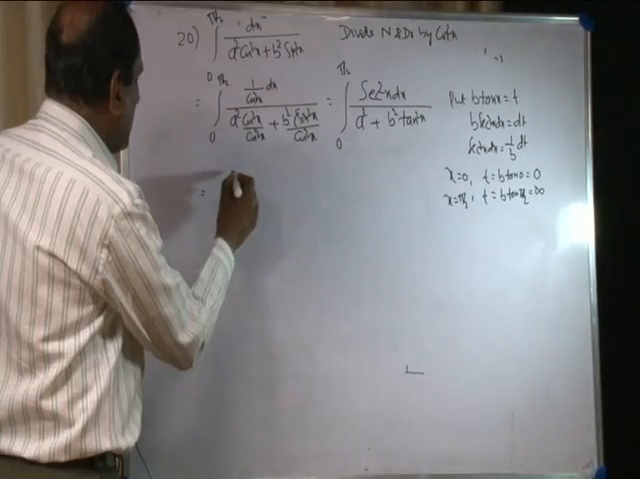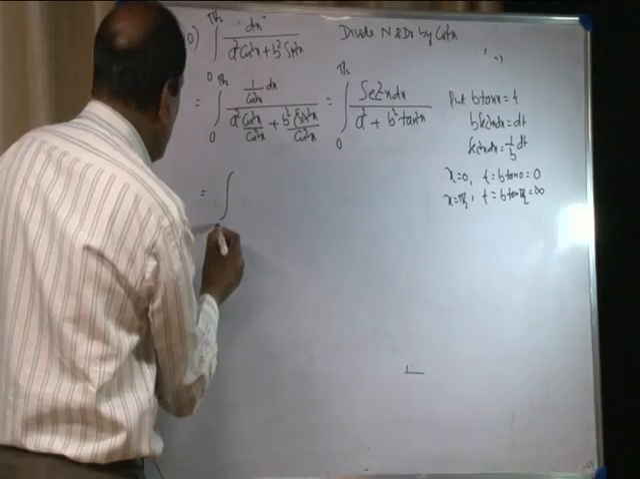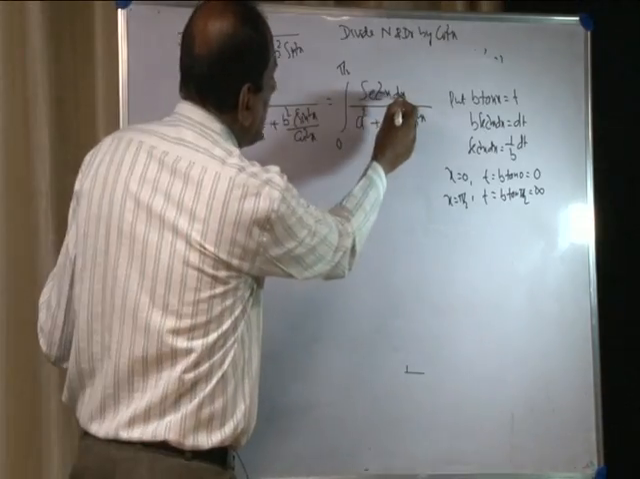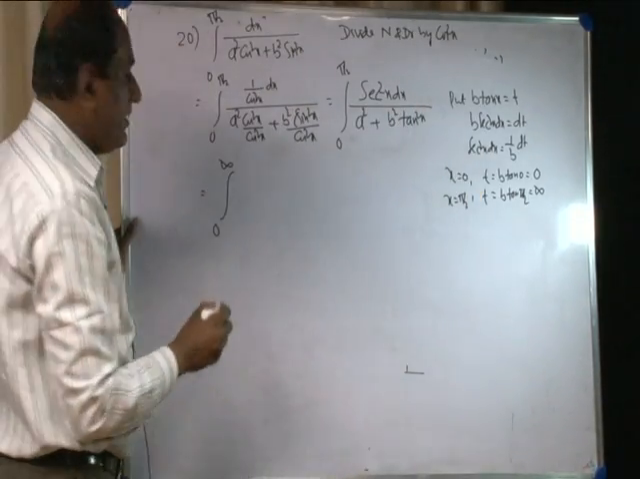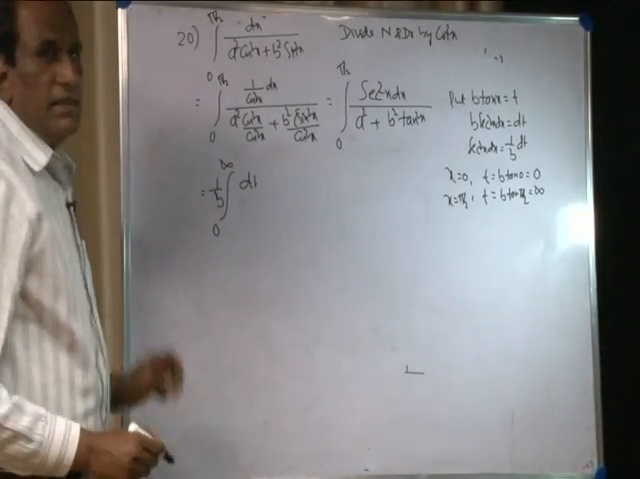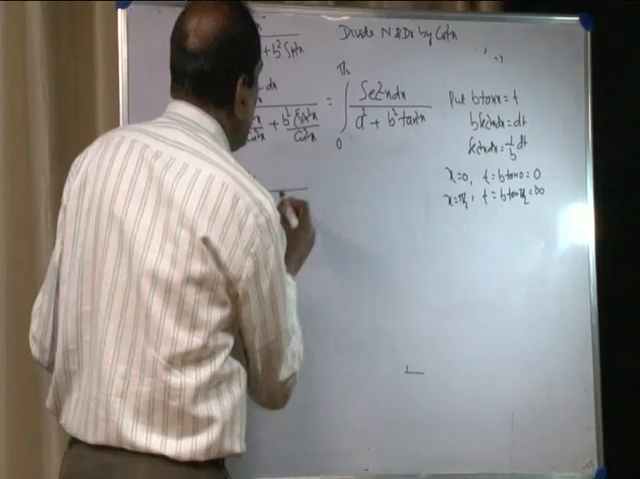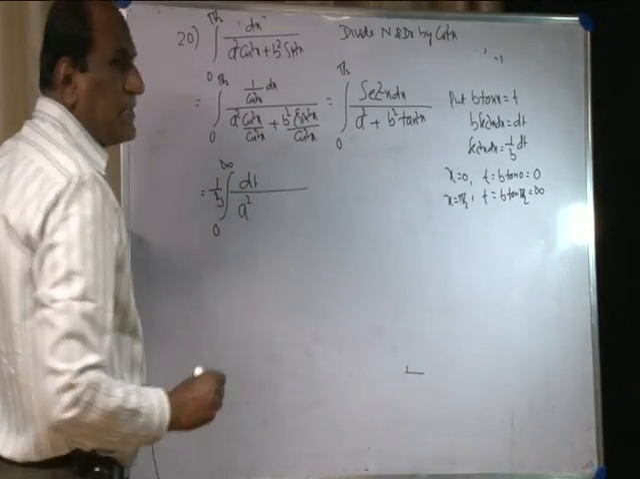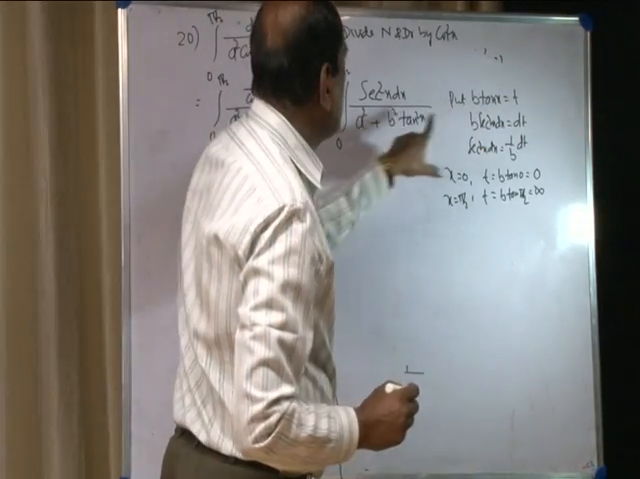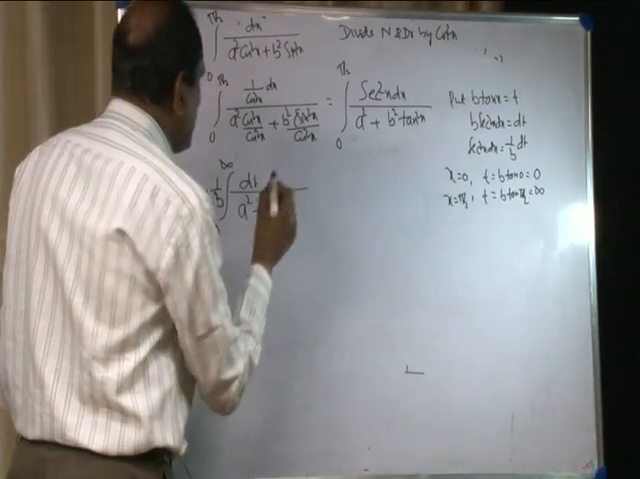Now, the given integral becomes 0 to infinity. Now, what is secant square x dx, that is 1 by b into dt. 1 by b is a constant, take it outside, write dt inside the integrand, that is the variable of integration. Divided by a square, which is a constant, write as it is, plus b square tan square x. b tan x is t, so b square tan square x is t square, that is a square plus t square.